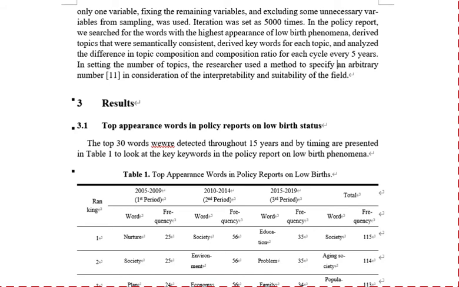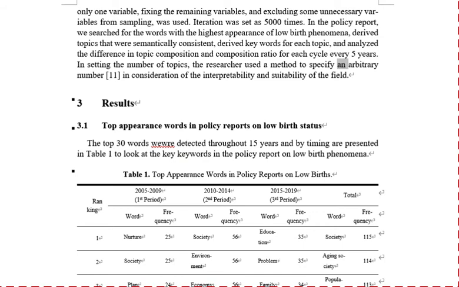In the policy report, we searched for the words with the highest appearance of low birth phenomena, derived topics that were constant, derived keywords for each topic, and analyzed the difference in topic composition and composition ratio for each cycle every 5 years. In setting the number of topics, the researcher used the method to specify an arbitrary number in consideration of the interpretability and suitability of the field.